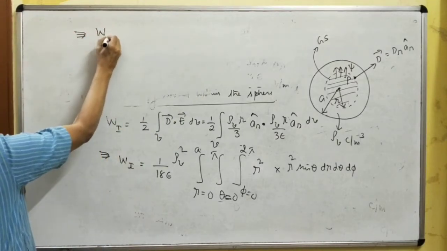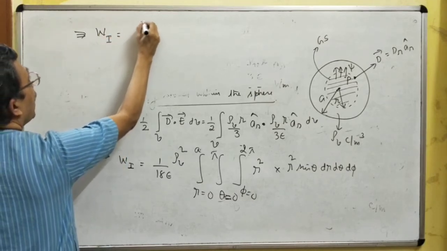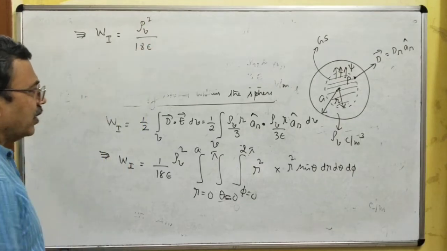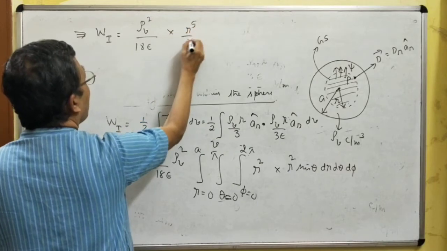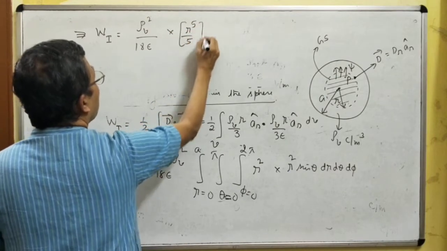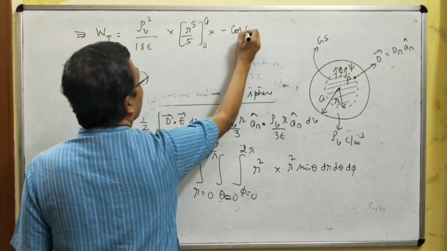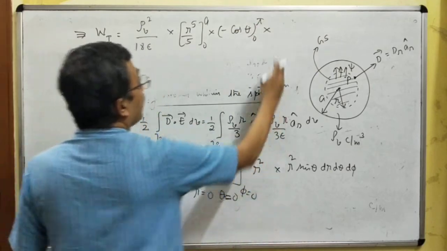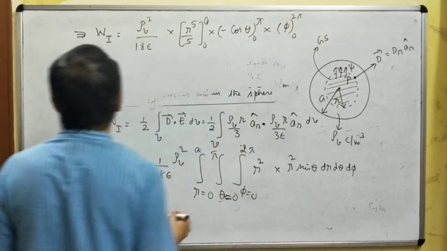This implies Wi is equal to rho v square divided by 18 epsilon, r square into r square, r to the power 4. If you integrate, you get r to the power 5 by 5 between 0 and a. Sin theta, if you integrate, you get minus cos theta between 0 and pi. d phi, if you integrate, you get phi between 0 and 2 pi.